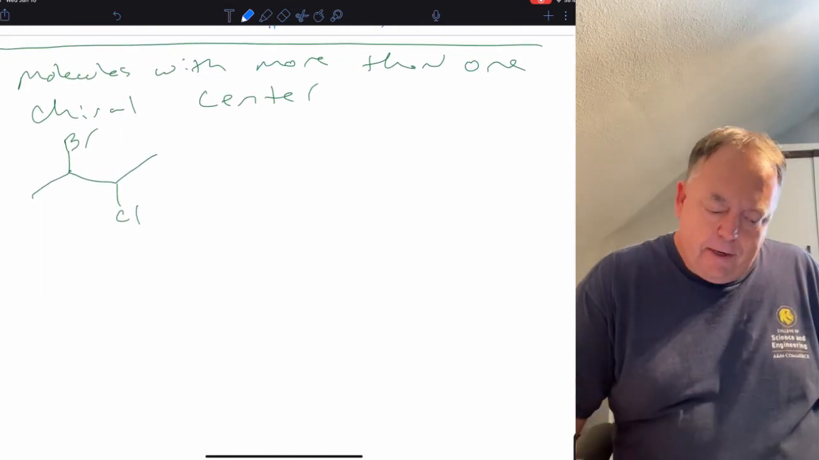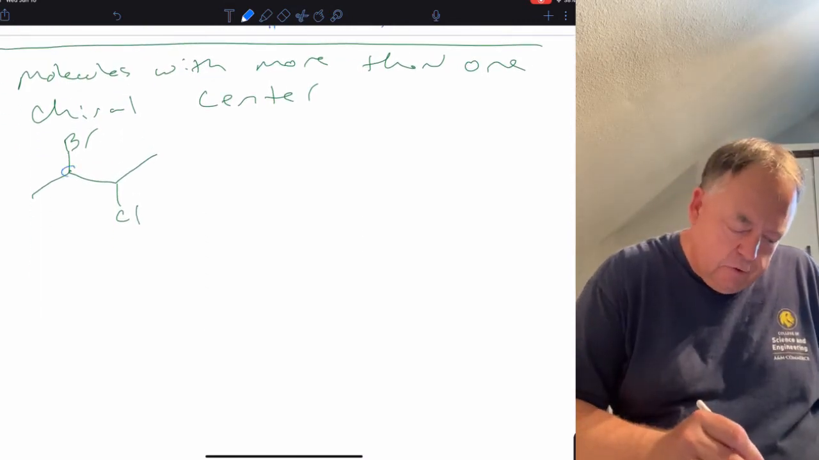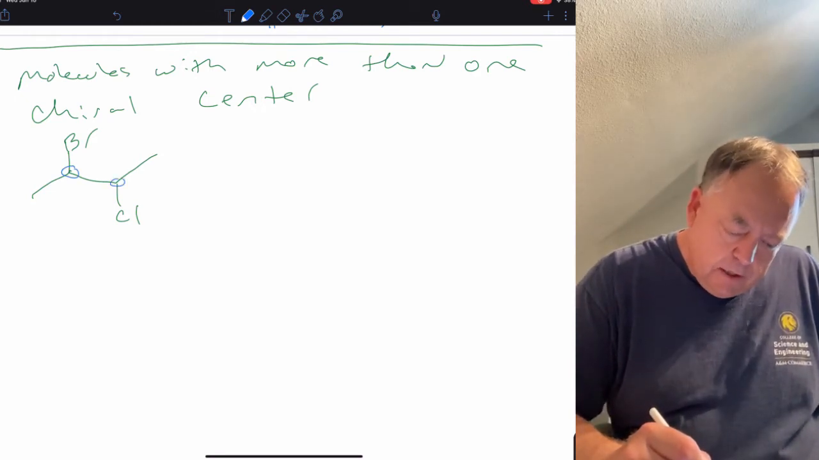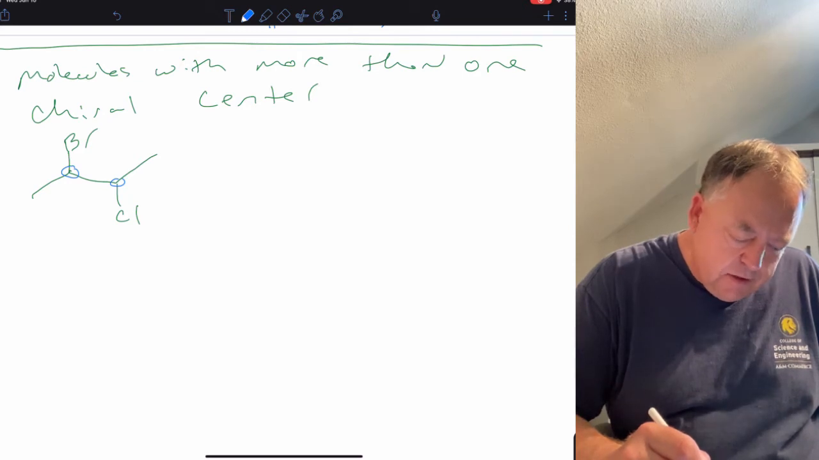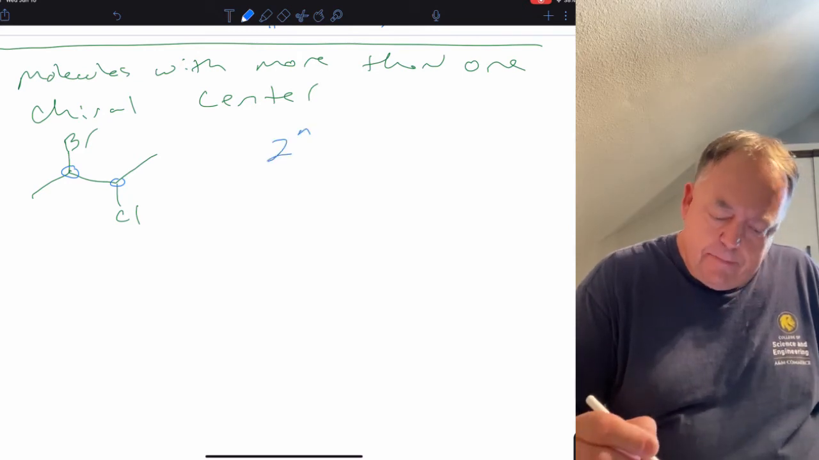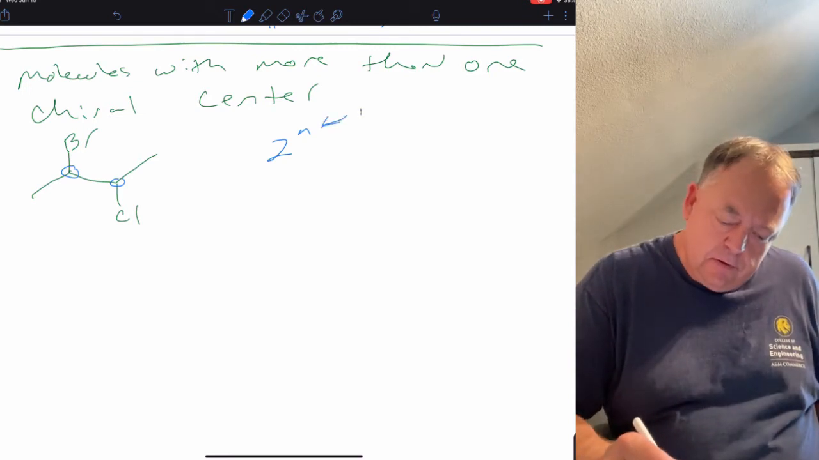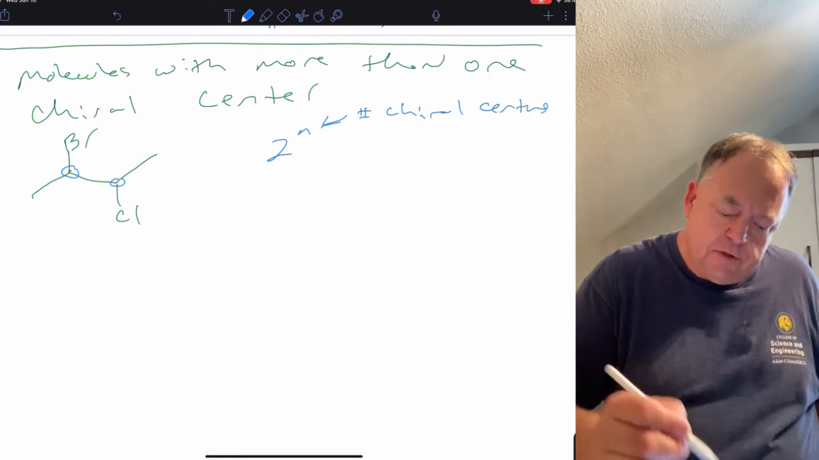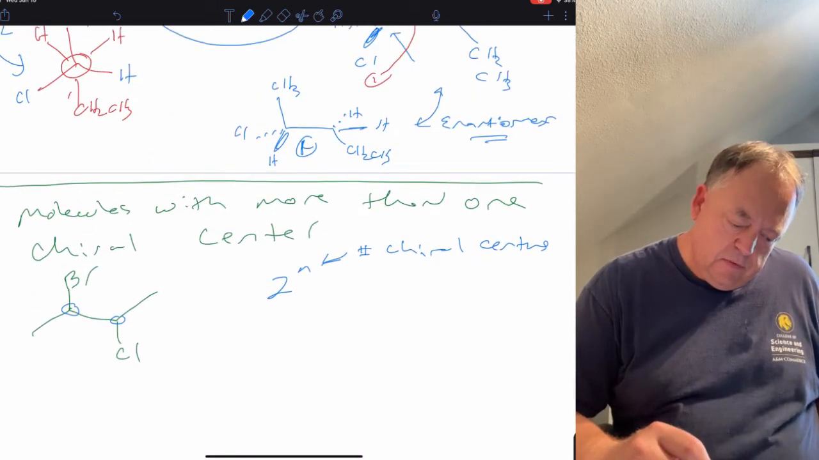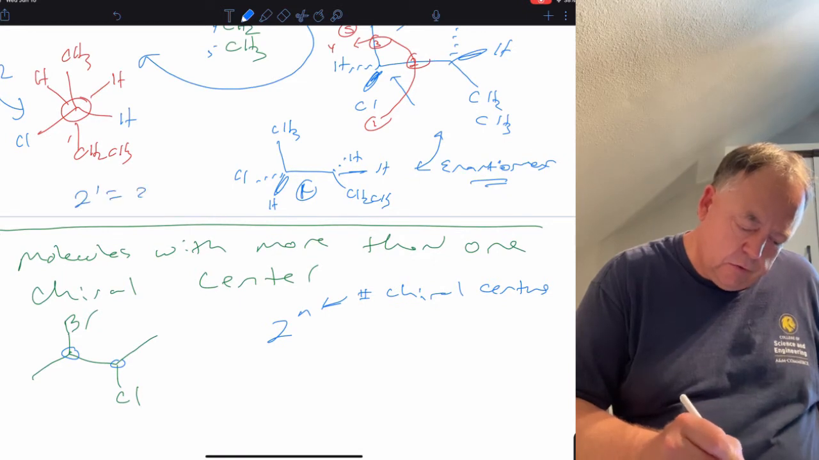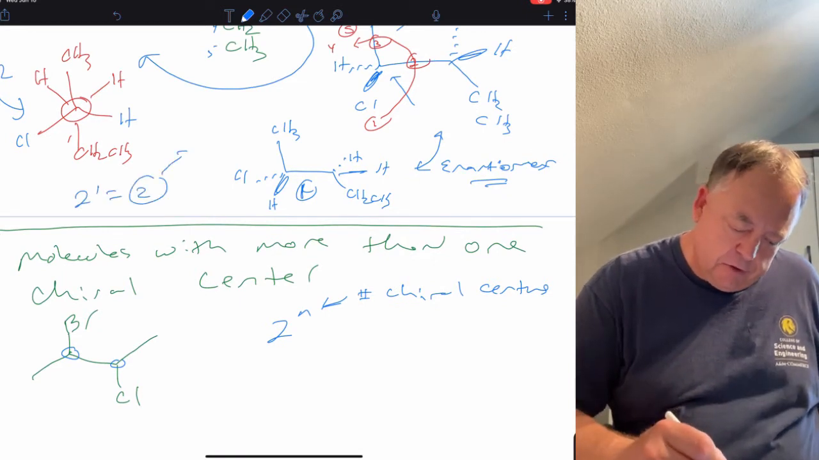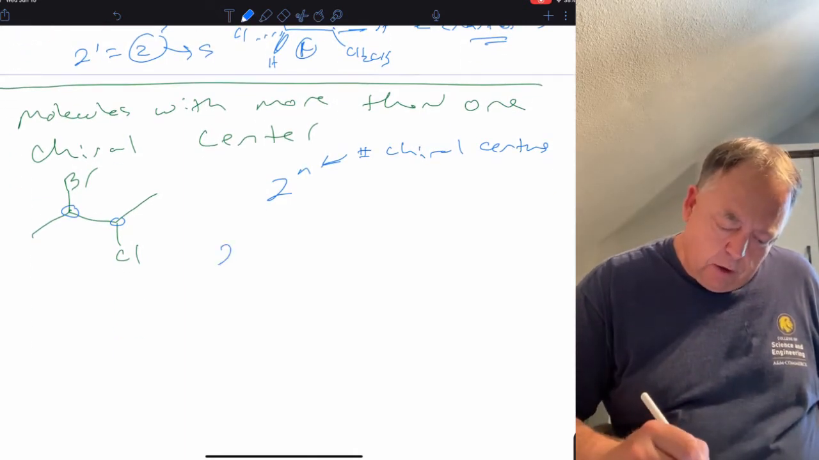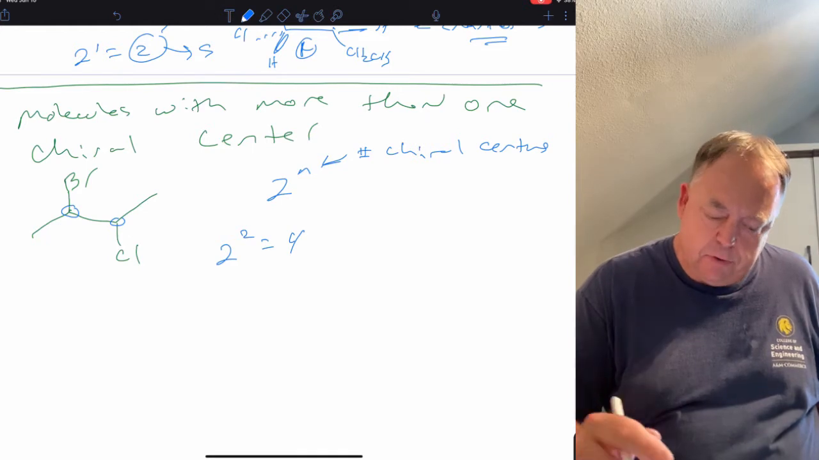But the situation is more complex if you have 2 chiral carbons, like this. How many possible stereoisomers are there? The formula is 2 to the n power, where n is the number of chiral centers. If there's 1 chiral center, like in this molecule, 2 to the 1 equals 2, so there's 2 possible stereoisomers: the R or the S. But if there's 2 chiral carbons, then 2 to the 2 is 4, so there's 4 possible stereoisomers.